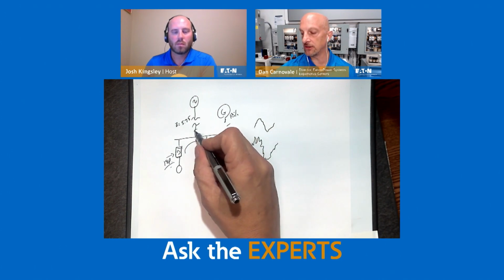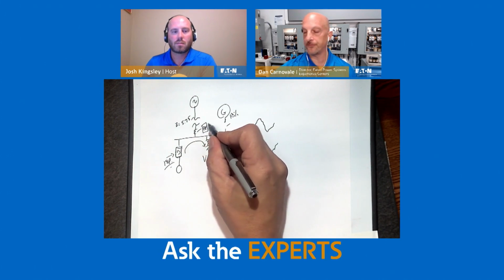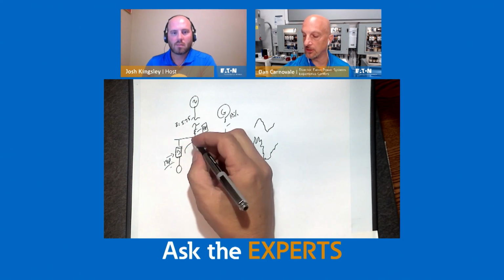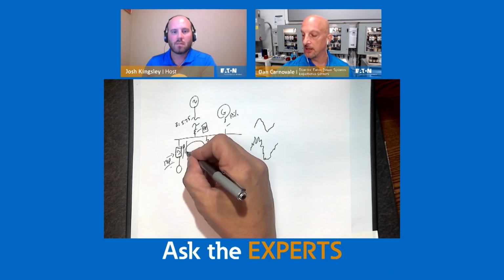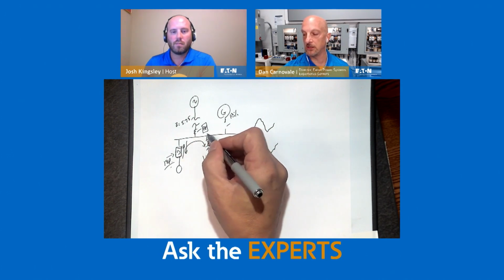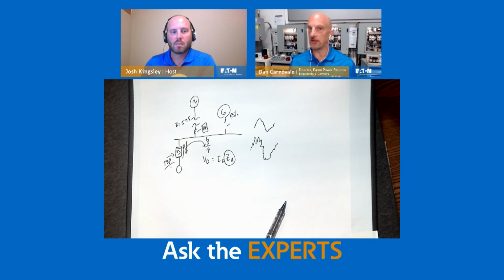Active filters actually look at the current going through the system. An active filter is like your cell phone's noise cancellation. Basically, it injects equal and opposite frequencies. So if the harmonics are coming out of the drive going this way, the active filter sends them that way. And since current flows in a loop, it goes out and back, and as far as the bus goes, the voltage goes back to normal. So there are lots of different things to think about, but it can be an individual drive solution or a system solution. And let me just add one more thing to that.